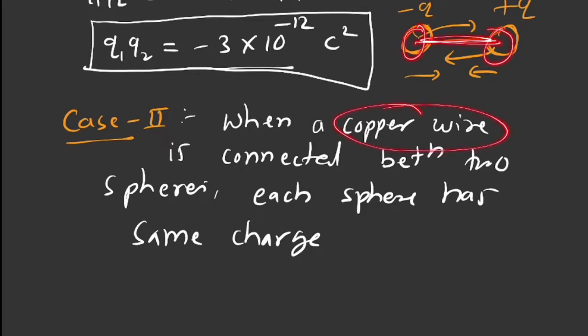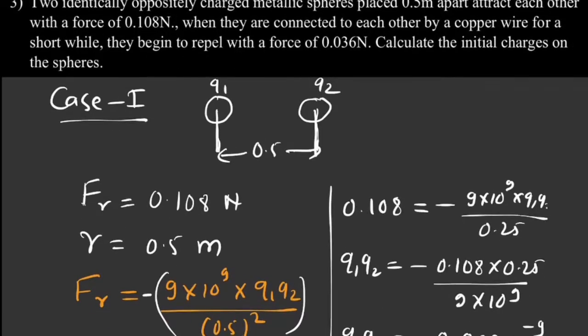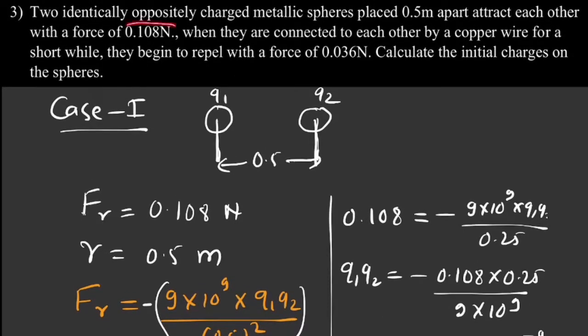And when you remove the wire after connecting for a short time, what happens? The two spheres start repelling, and with how much force do they repel? The force of repulsion is already given. They repel with the force of 0.036 newtons. Because you connected the wire for a short interval of time, the spheres have the same charges with the same polarity, and now when you remove the wire, they start repelling with this much force. This is given data.